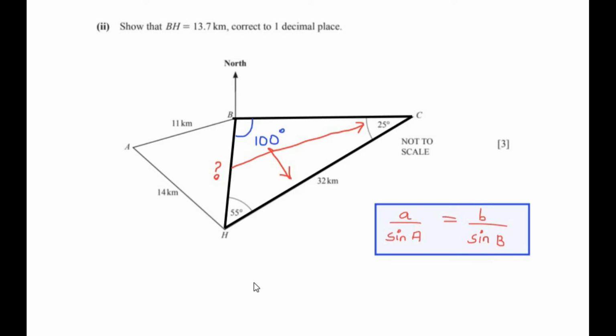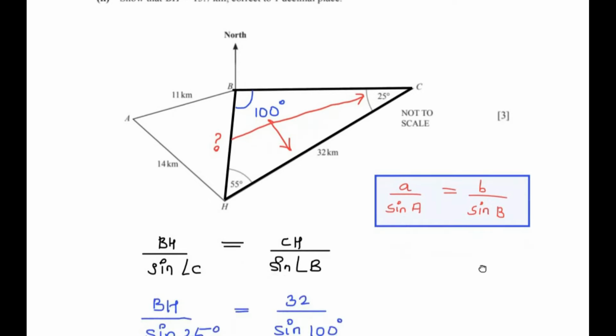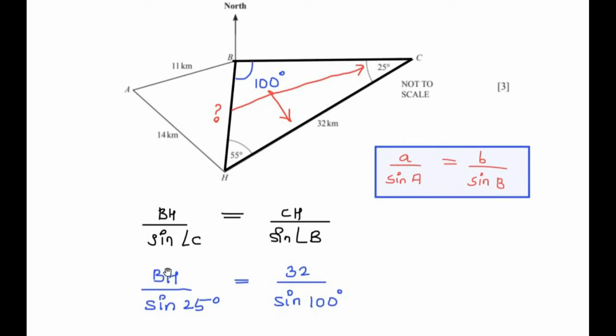So we can write here BH over its opposite angle, sine of angle C, is equal to CH over the angle opposite to it, which is sine of angle B. Now here let us substitute their respective values. Since we have to find BH, let us keep it as it is. So BH over sine of 25, since angle C is 25, equal to CH, which is given as 32 km, over sine of angle B, which is sine of 100.